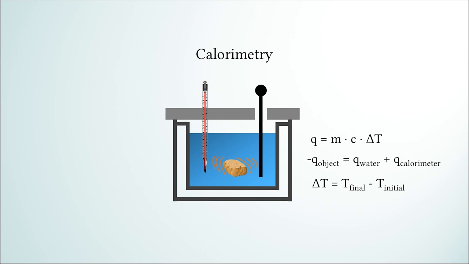We know that the object released heat to the calorimeter and the water. They took in heat. So if we could figure out how much heat they gained, we would know how much heat the object lost. Now there's one more thing I want to point out in this problem.